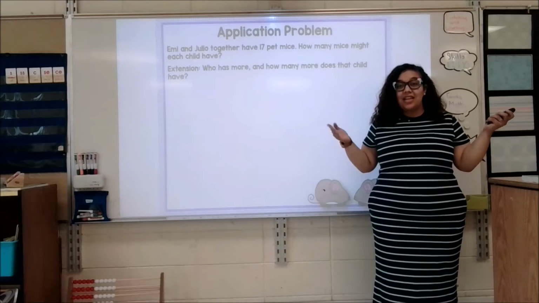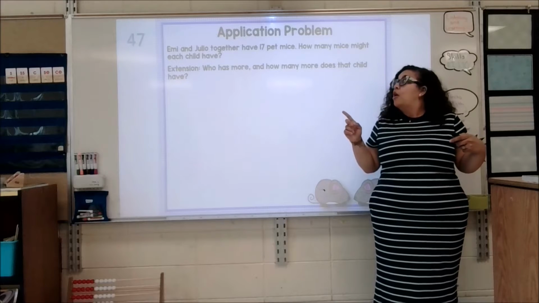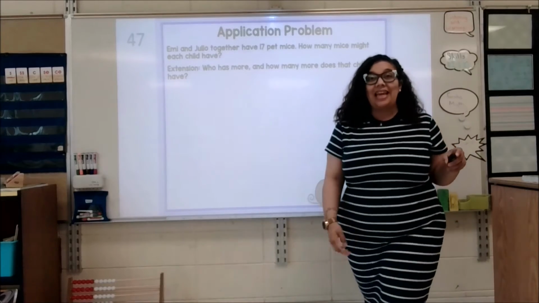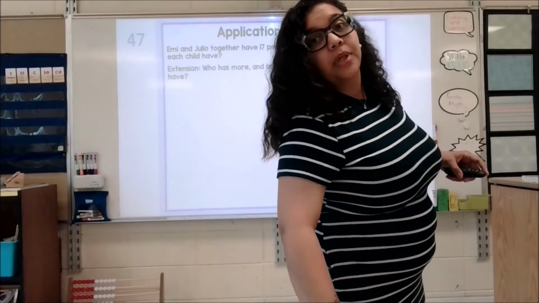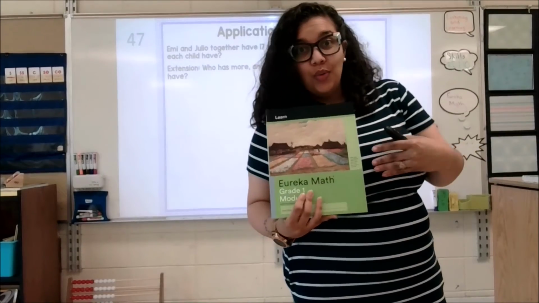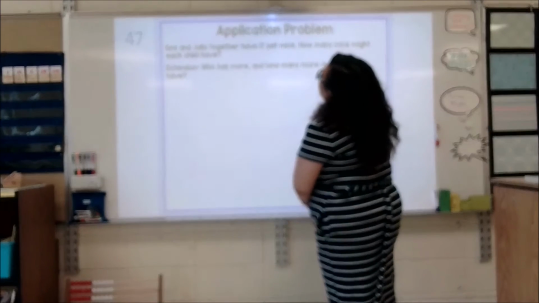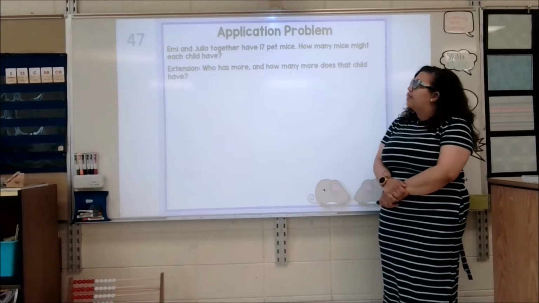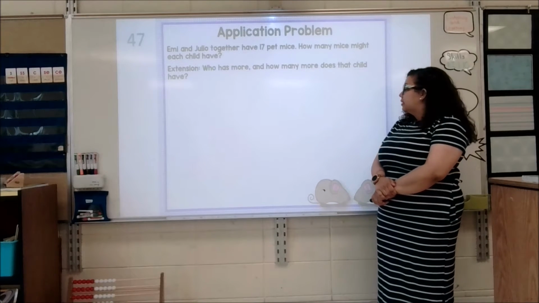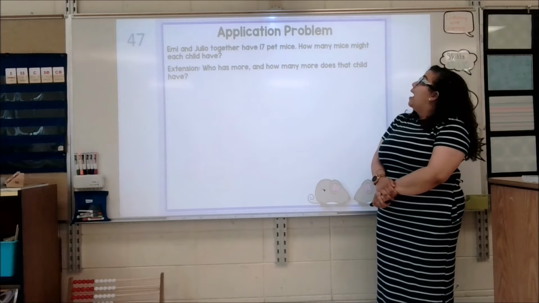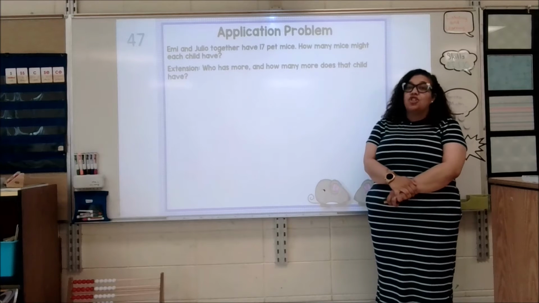We're now ready, as I said, to move into our application problem, which is on page 47 in our Learn Book, our blue trim Learn Book. And it reads, Emmy and Julio together have 17 pet mice. Each his own. How many mice might each child have?